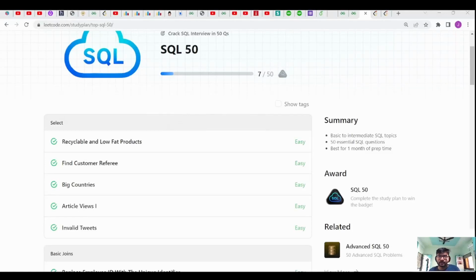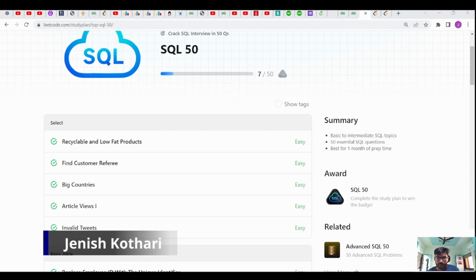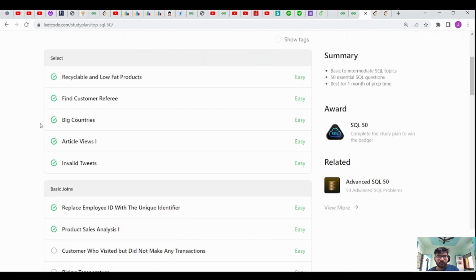So we had already solved the top 6 problems from the LeetCode SQL top 50 interview problems, right? Now we have already solved the basic select queries, and we are now aware about how select queries work, and we have practiced 5 questions on the same.